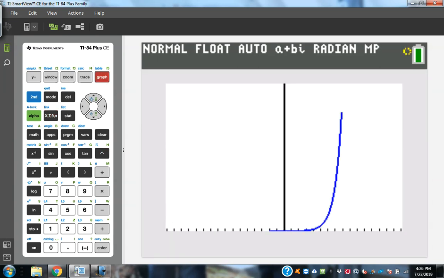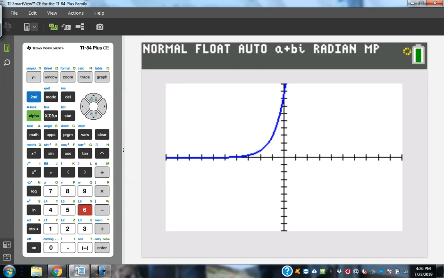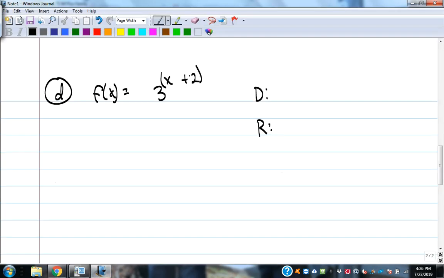And we'll hit graph. Let me hit zoom 6 so I can get back to normal. Zoom 6 will always set you back to the 10 by 10 window. And that one looks a lot like example A did, but it is shifted to the left 2 units because you had this plus 2 inside with the x. Remember, that's a horizontal shift. So it shifts it to the left 2 units. But as far as domain and range goes, it doesn't do anything to it. It's still from 0 to infinity for range, negative infinity to positive infinity for the domain out of that.